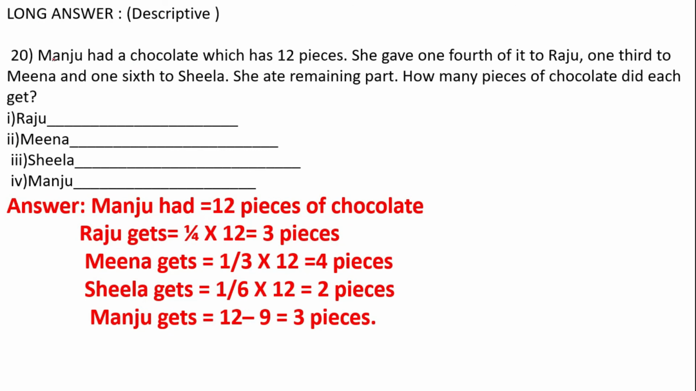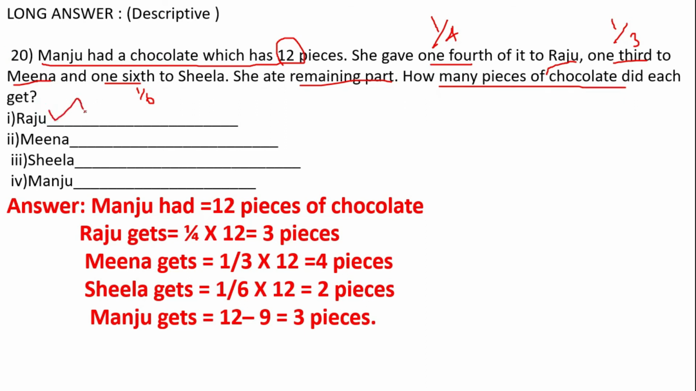Manju had a chocolate which has 12 pieces. She gave 1/4 to Raju, 1/3 to Meena, and 1/6 to Sheila. She ate the remaining part. How many pieces of chocolate did each get? Raju, Meena, Sheila and Manju.